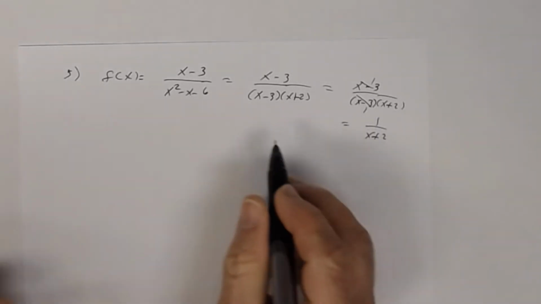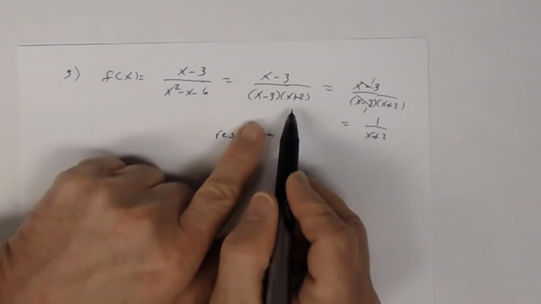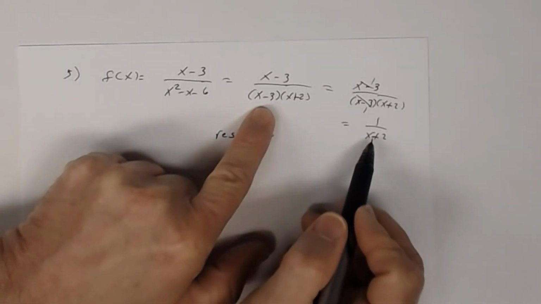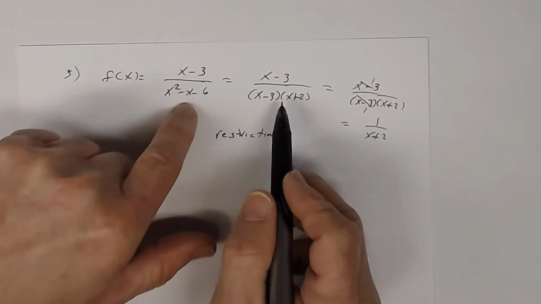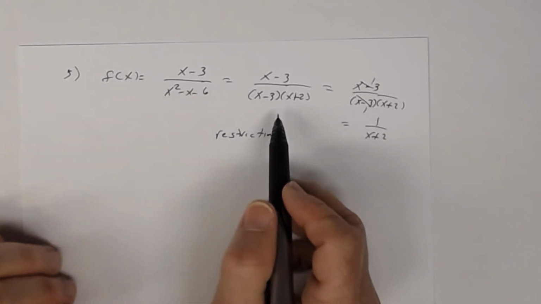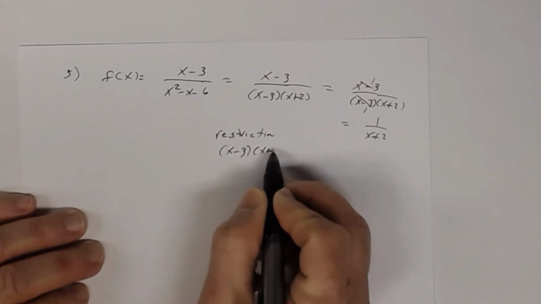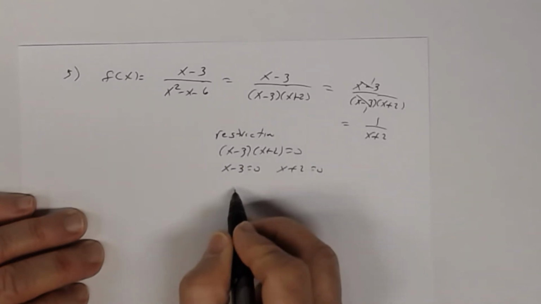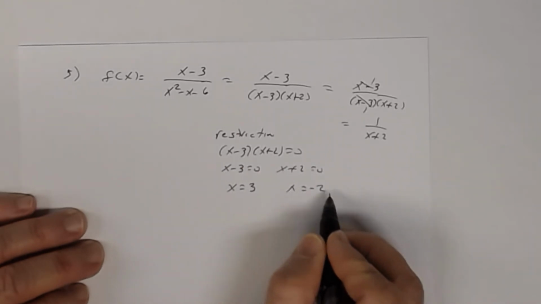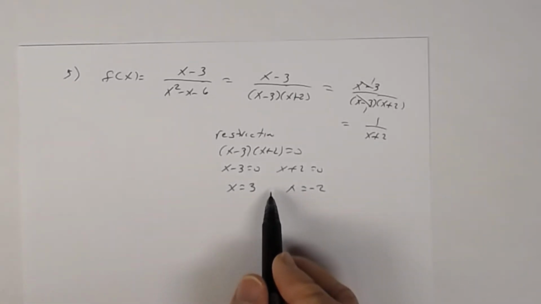Now be careful. When finding the restrictions, you must use these two, not just this one. It's what makes the original function undefined. So the restriction: x minus 3 times x plus 2 equals 0. So x minus 3 equals 0 and x plus 2 equals 0, and x is 3 and x is negative 2. So your domain will be all real numbers except these two. That's a true statement.